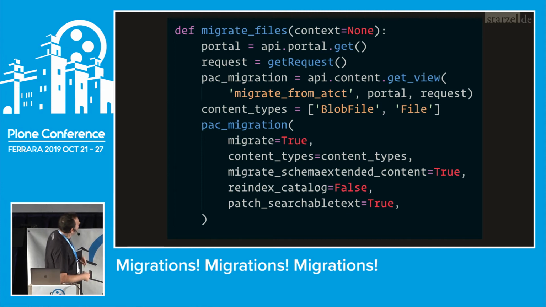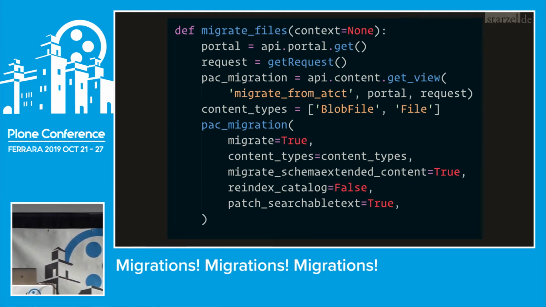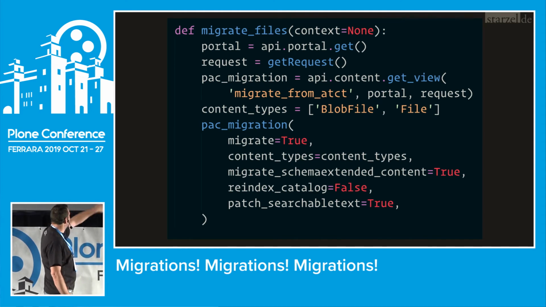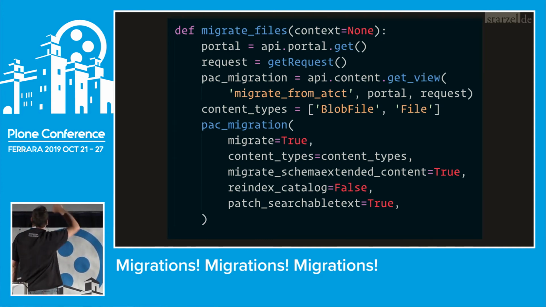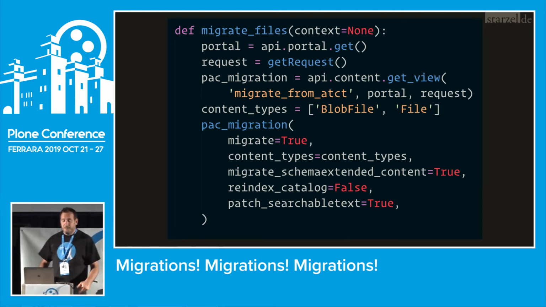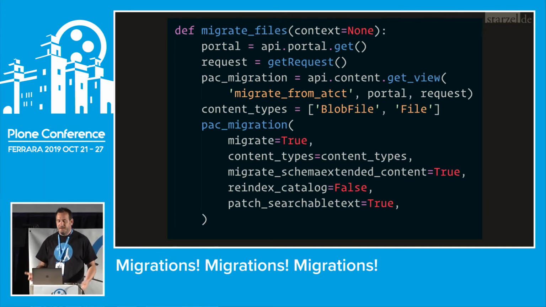So this is an example to migrate all files from Archetypes to Dexterity. This is not new. This has been in the documentation of plone.app.contenttypes since, I don't know, many years now, and it works fine. It has been improved. That's why I say use it in 5.2. For example, the patch searchable text, and a couple of other things in this method, the PAC migration. It makes it much faster if you skip indexing and patch searchable text away, because your searchable text is going to be the same anyway, so why would you want to re-index them just for the sake of migrating?